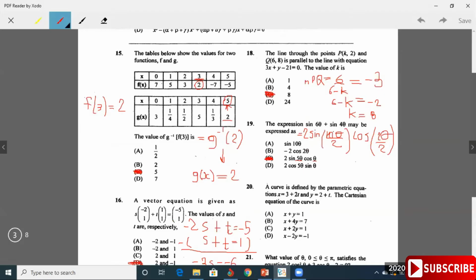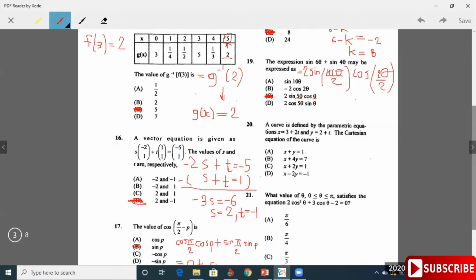Question 20 says a curve is defined by the parametric equations x is equal to 3 plus 2t and y is equal to 2 plus t. It asks what is the Cartesian equation of the curve? So x is equal to 3 plus 2t and y is equal to 2 plus t.